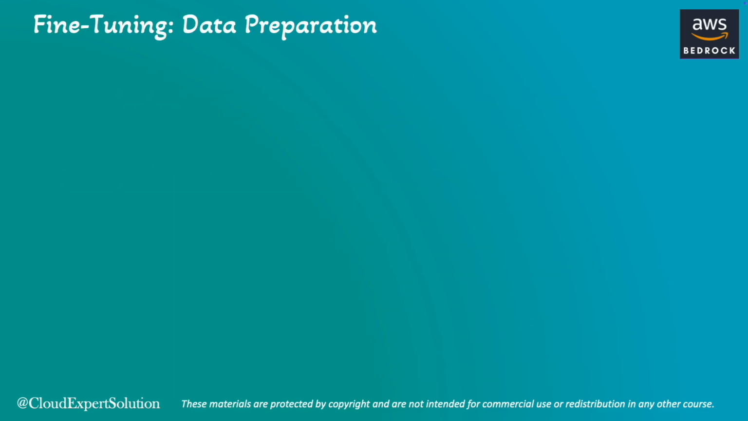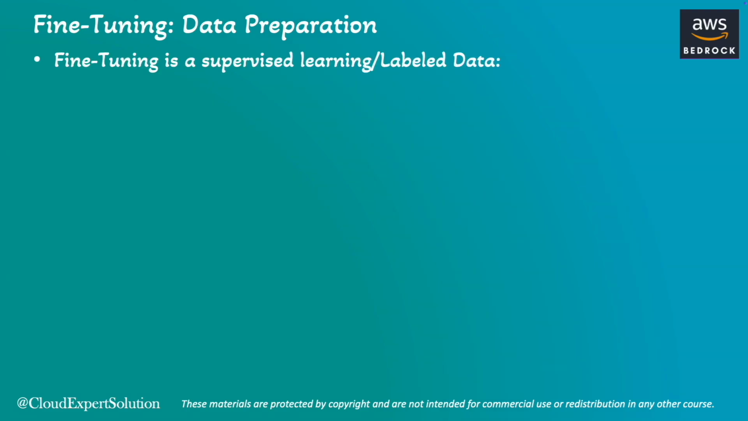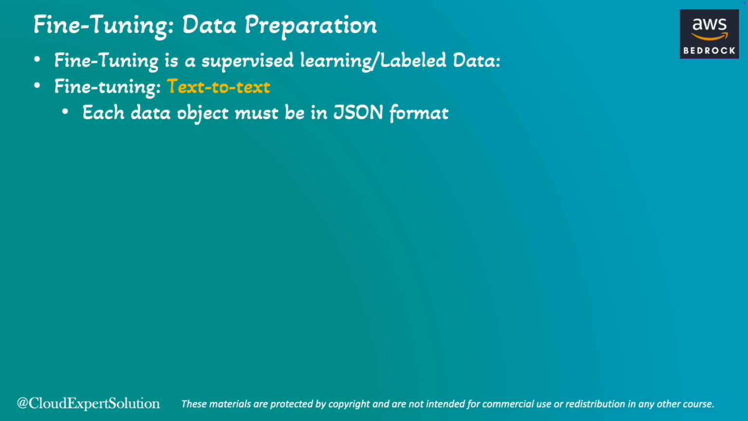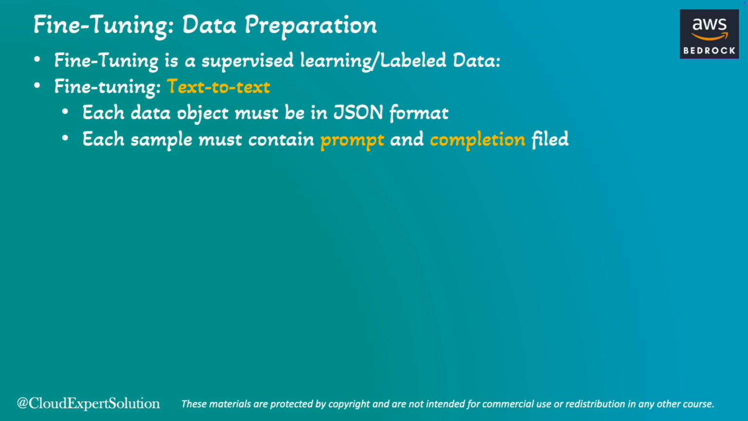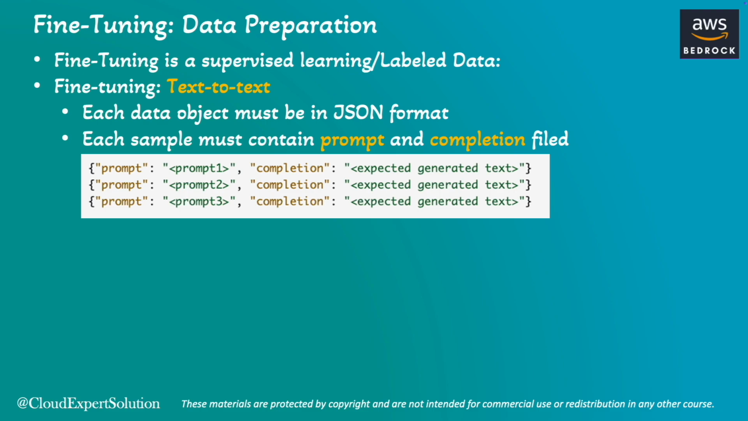Now let's review the fine-tuning data preparation. As we discussed, for fine-tuning, the data must be in a specific format and it must be stored in Amazon S3. We reviewed that fine-tuning is supervised learning. That is why it requires labeled data. Now, when you are talking about labeled data, let's review an example. Maybe we will take fine-tuning for a text-to-text model. In this case, each data object must be in JSON format and each sample must contain a prompt and completion. This tuple should be available. And here is an example.